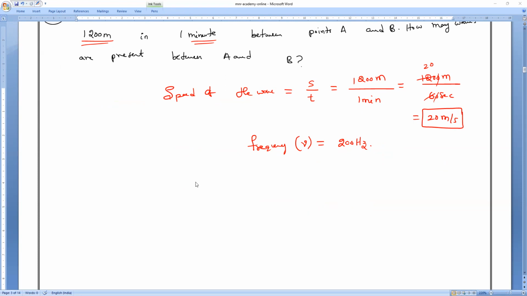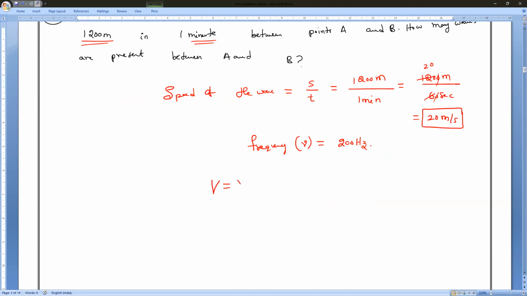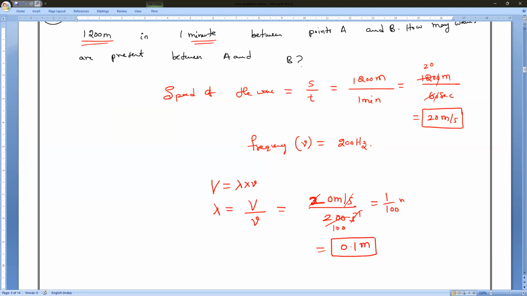Using the relation, we all know that wave speed is equal to wavelength into frequency. Now, can you find the wavelength? Wavelength is wave speed divided by frequency. How much wave speed have they given? 20 meter per second. And the frequency is 200 hertz. So the seconds will get cancelled, and 20 by 200 is 1 by 10. 1 by 10 means how many meters? 0.1 meter is the answer.